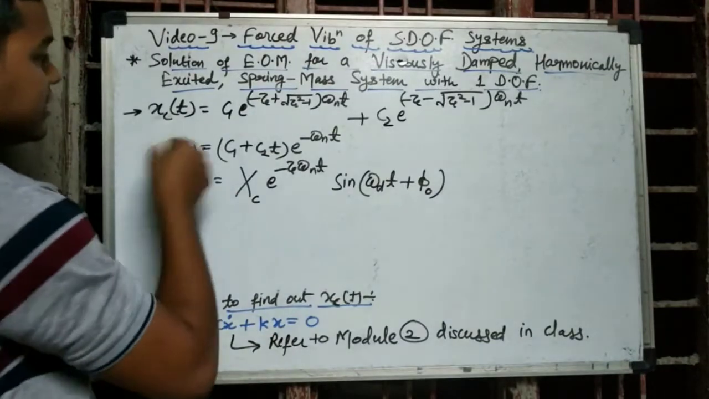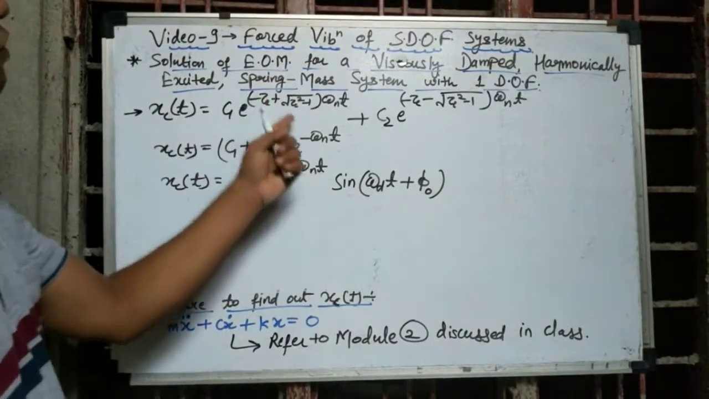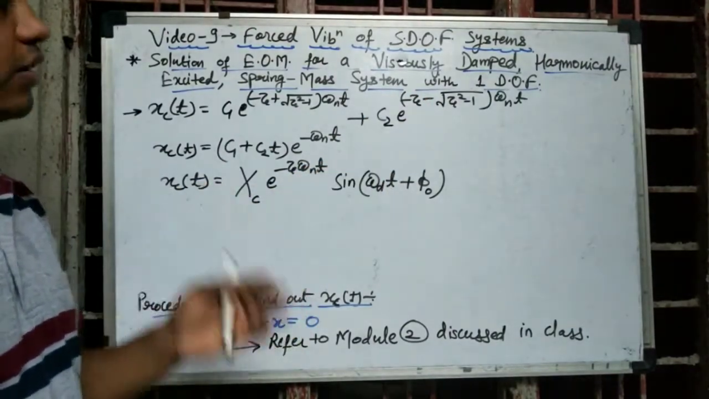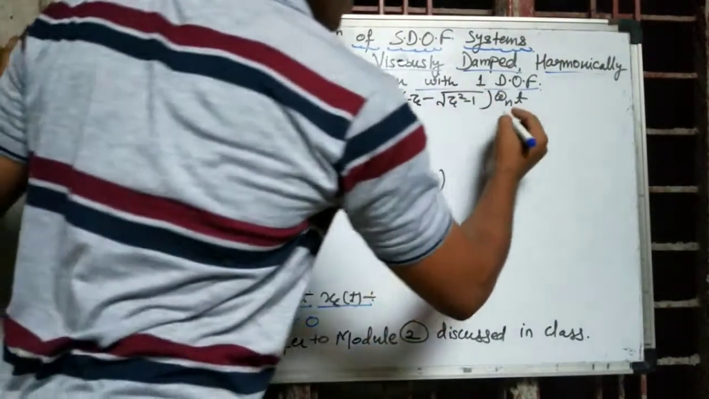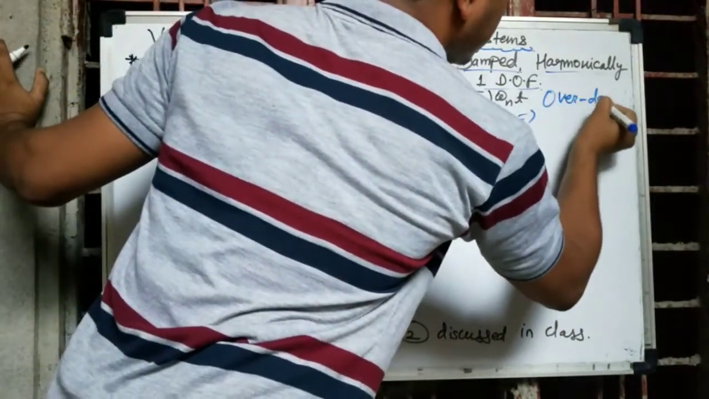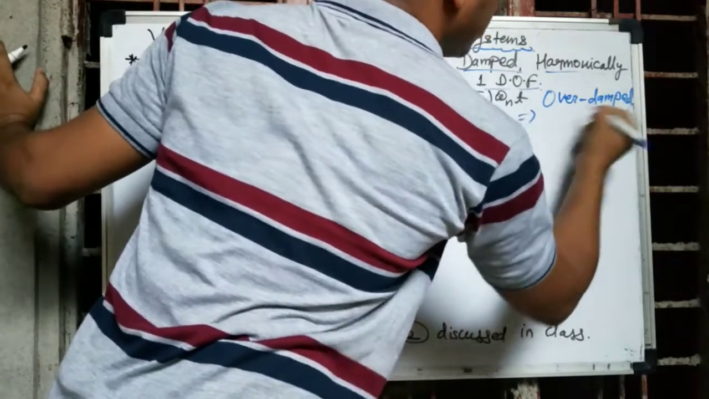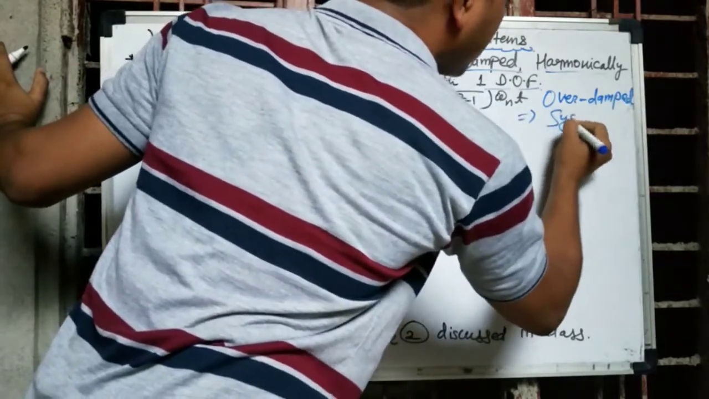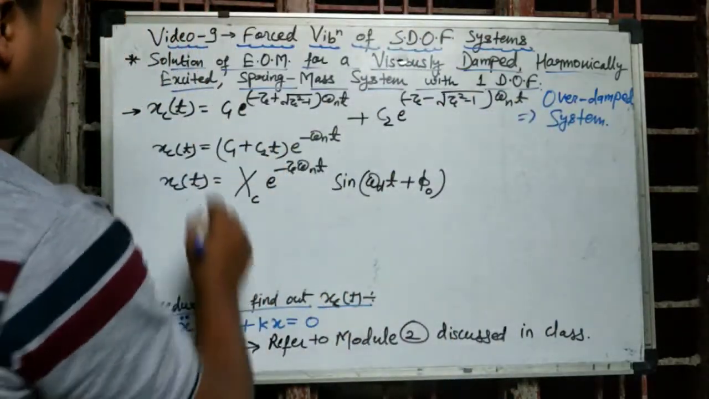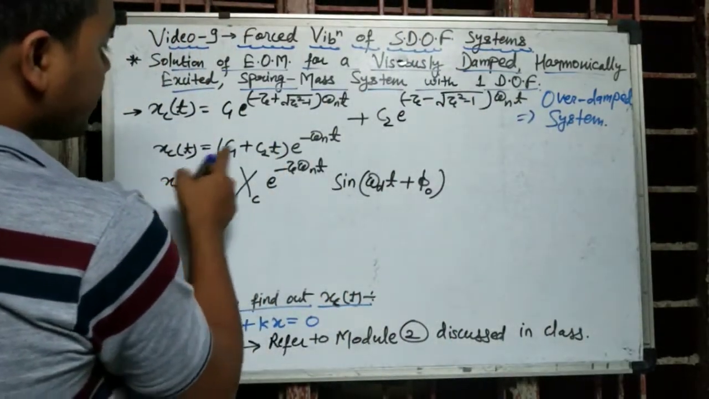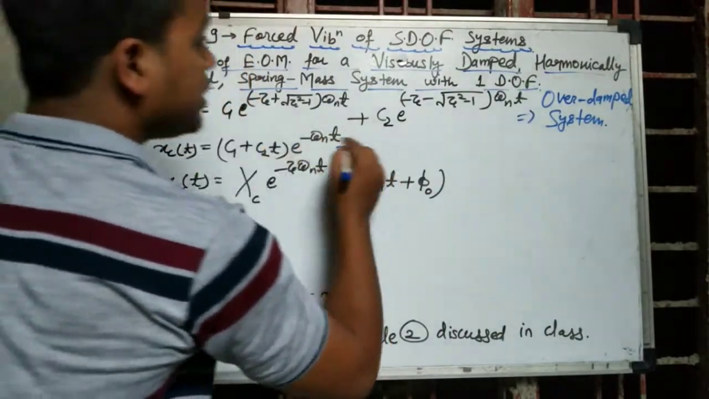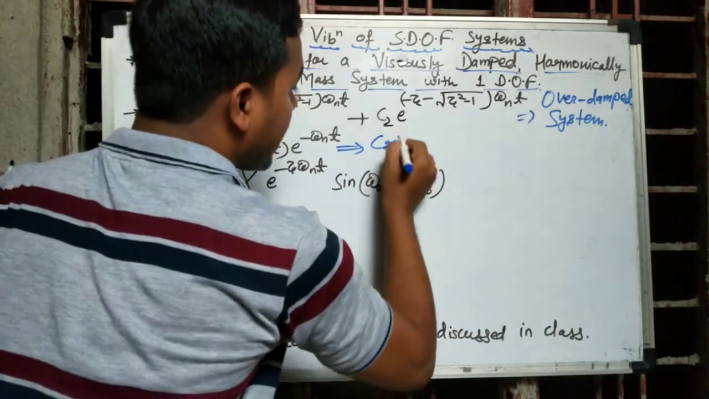Now we know x_c(t) equals c1 e to the power minus zeta plus square root of zeta square minus 1 omega n t plus c2 e to the power minus zeta minus square root of zeta square minus 1 into omega n t. This formula is for over damped systems. Just refer to module number 2. You'll get everything for the over damped system. Here on I'm only revising things. We have already discussed such cases. Now if x_c(t) is c1 plus c2 t into e to the power minus omega n t, this formula for x_c(t) is applicable for critically damped systems.